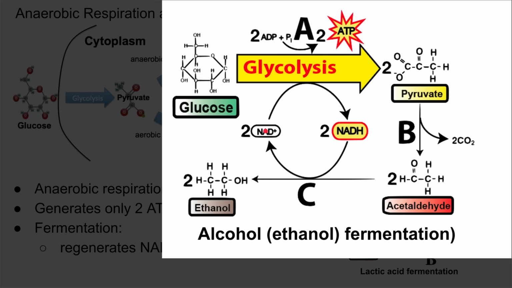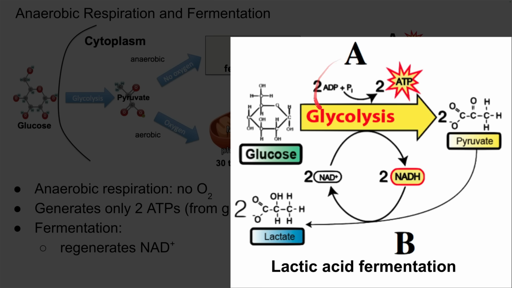Why? Because NAD+ is one of the substrates of glycolysis, and glycolysis can't produce its 2 ATPs unless NAD+ is around. That's true of lactic acid fermentation, which happens in our muscle cells when we're doing anaerobic respiration. It also happens in yogurt as they create the lactic acid that makes yogurt sour.